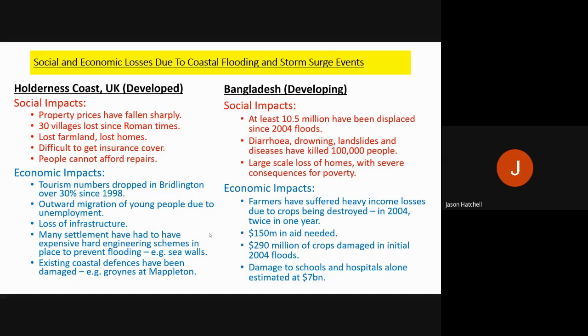150 million US dollars in aid was needed. 290 million US dollars worth of crops were damaged in the initial 2004 floods. There's been damage to schools and hospitals alone, estimated at 7 billion US dollars. So severe impacts of the Bangladeshi floods and storm surges there compared to the UK ones.